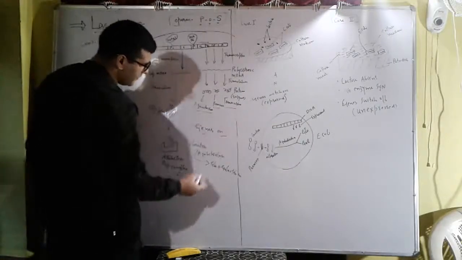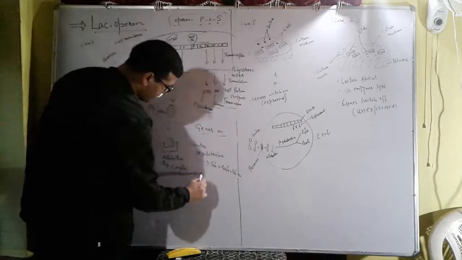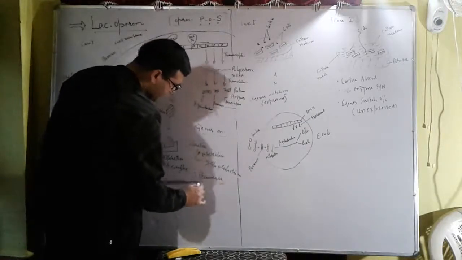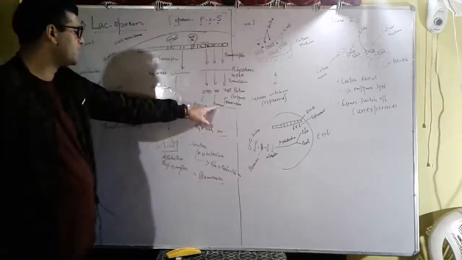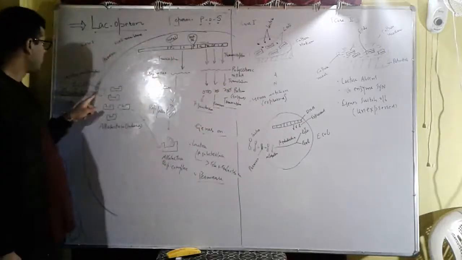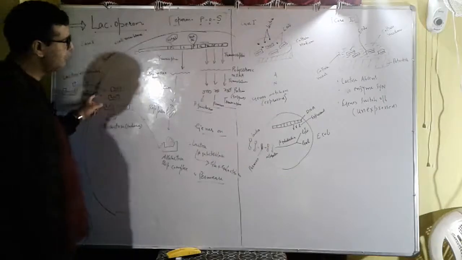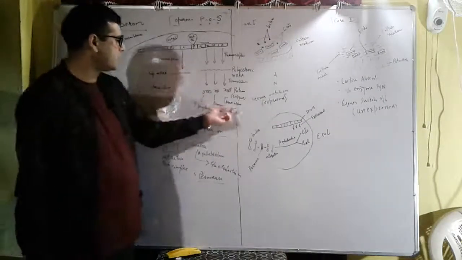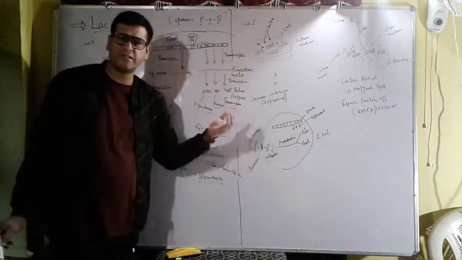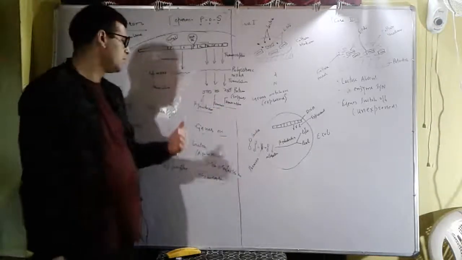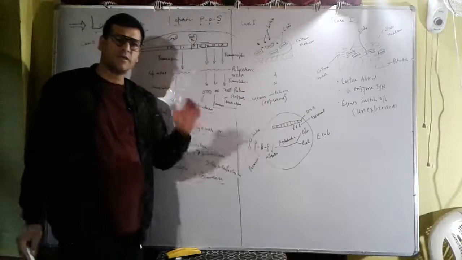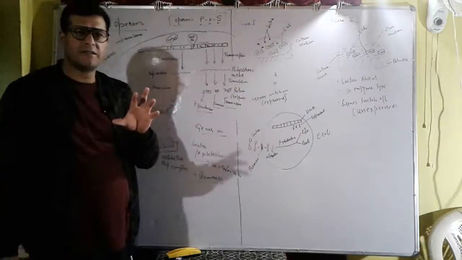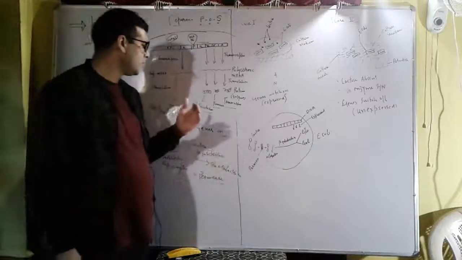This permease acts as a membrane protein. This membrane protein helps in the entry of what? Lactose molecules into the E. coli. Then we have transesterase. This transesterase transfers the acetyl group from acetyl coenzyme A to lactose molecules so that these lactose molecules will get easily broken down.